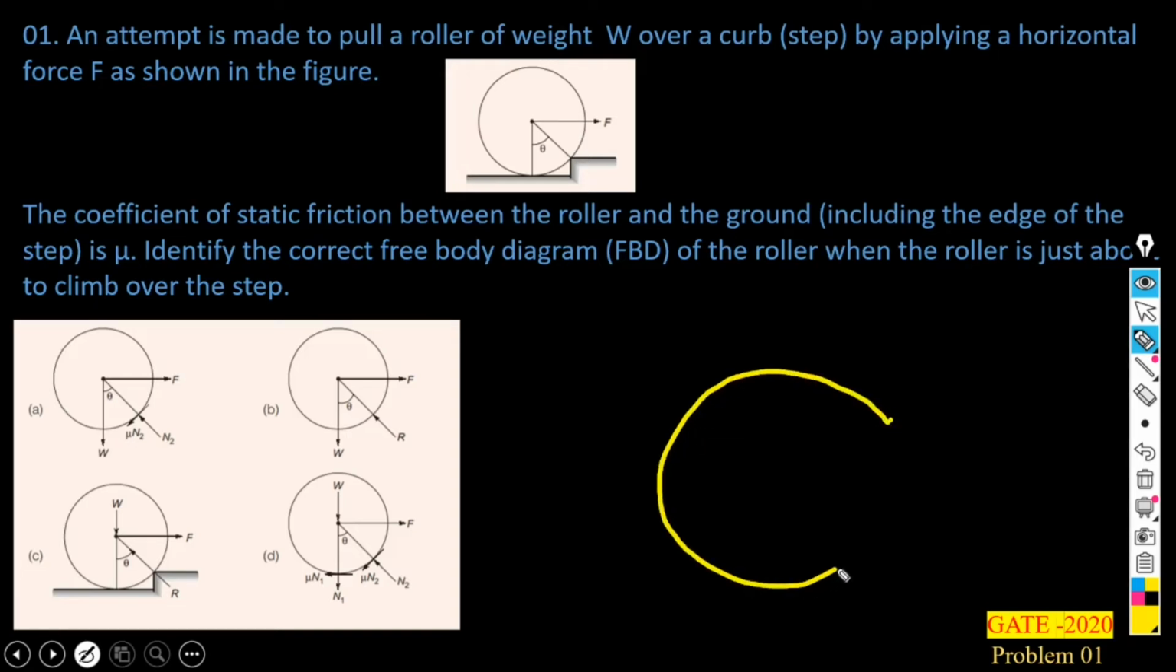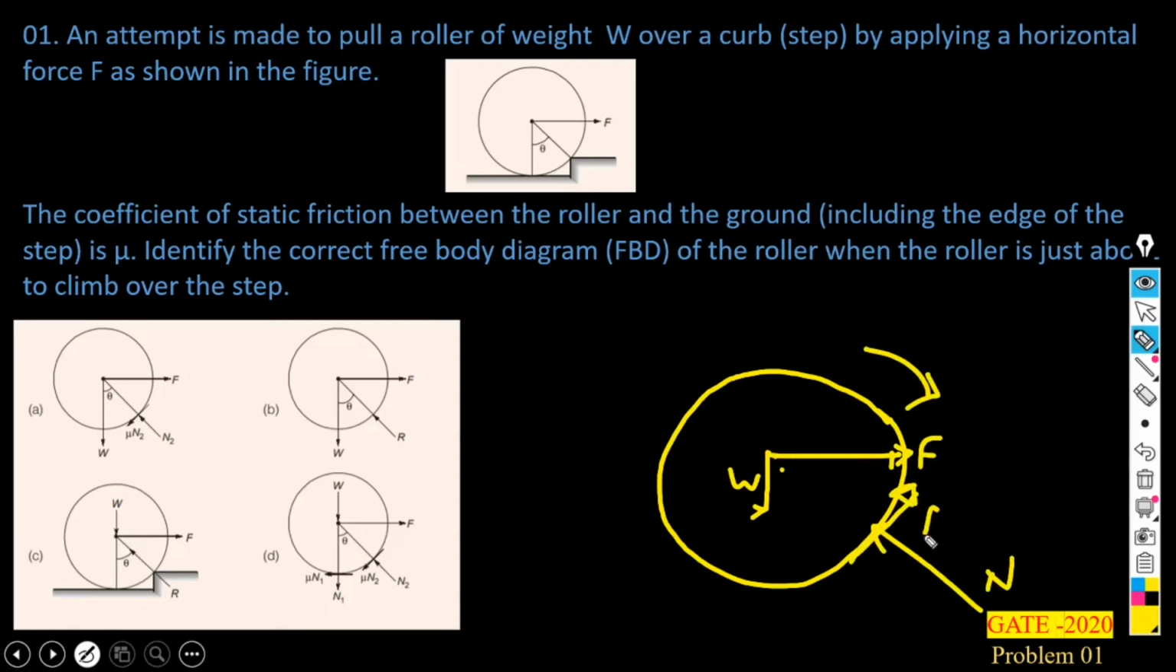Roller, this is the weight of the roller and this is the applied force F, and this is the normal reaction at the step, and this is the friction force, because the roller is trying to roll in the clockwise direction. There is a friction force in the opposite direction. Let's look at the options. Option C is not at all isolated from the corresponding holding elements. This is not the right free body diagram.